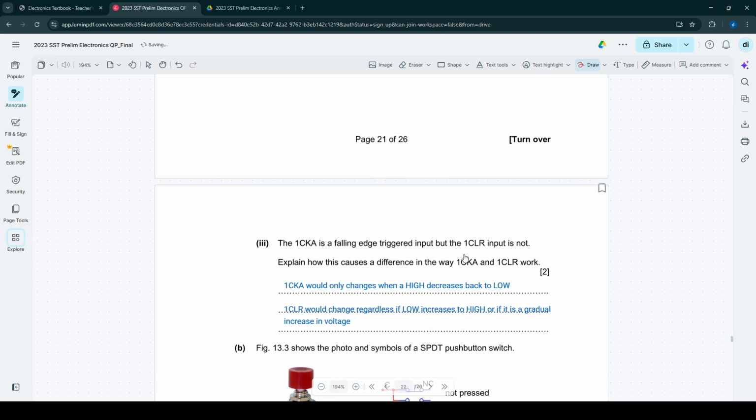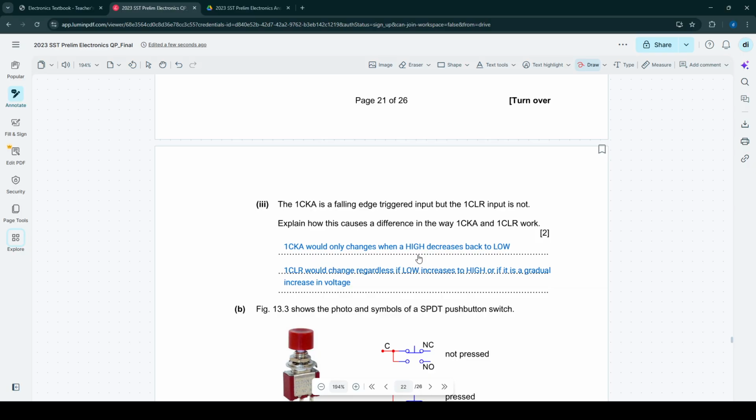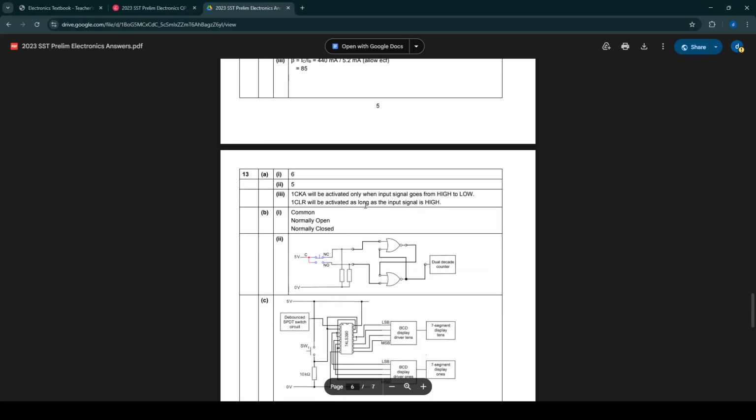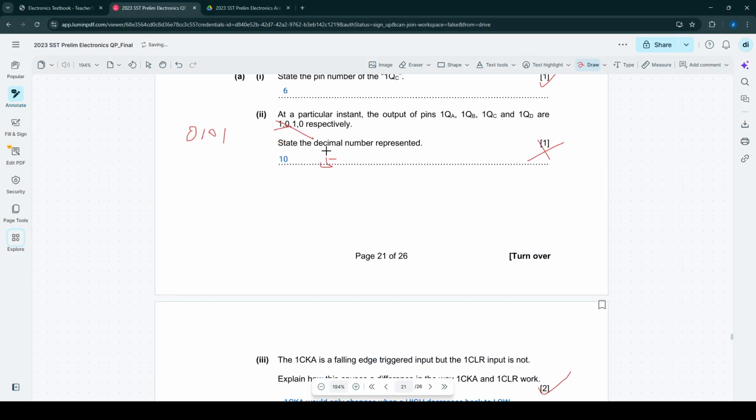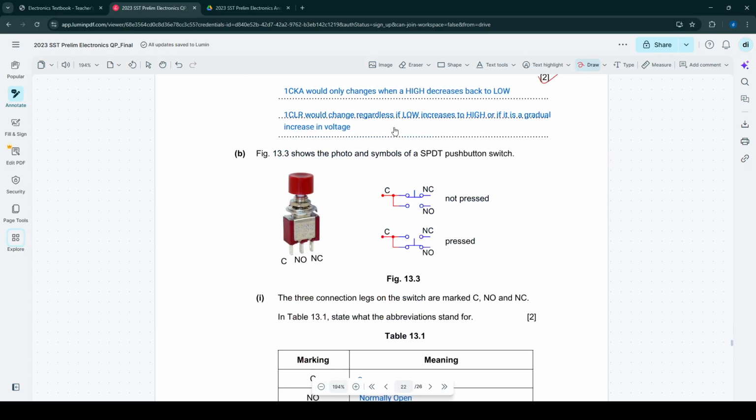This has a falling edge trigger input, but the clear input does not. Explain how this causes a difference in how they work. This will only change when a high decreases to low. This would change regardless of whether low increases to high, or if it's a gradual increase. Yeah, okay, acceptable. Wait, how much was this? 1 mark. Ah, that's a shame.